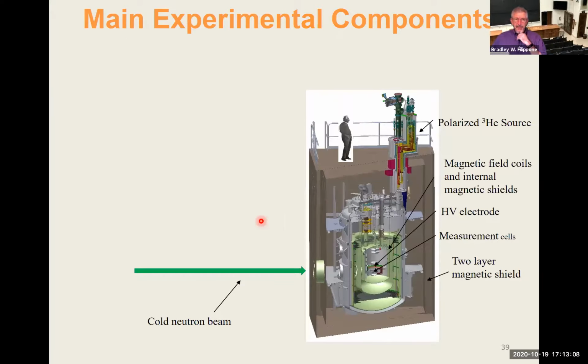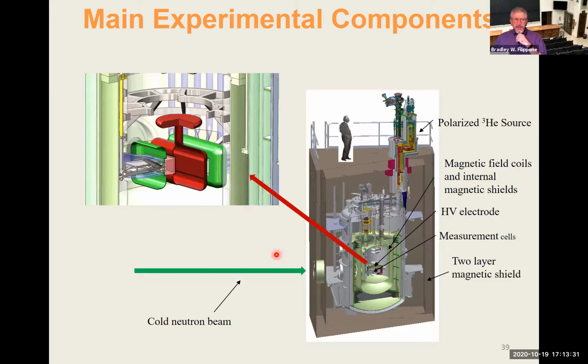The experiment involves polarized helium-3 being produced up here and injected into the experiment. There are magnetic fields and internal magnetic shields. This region in the middle is all cryogenic, 1,500 liters of superfluid helium in the middle. The cold neutron beam comes in from the left.